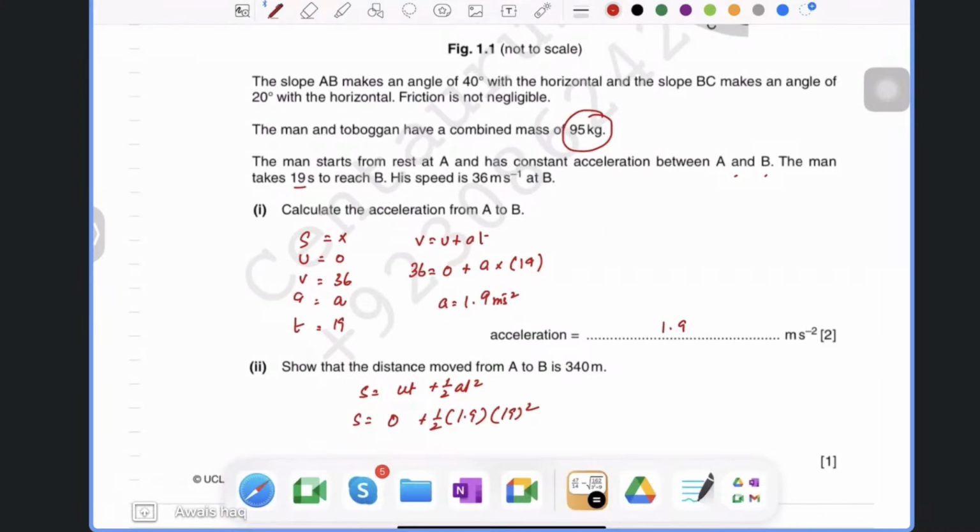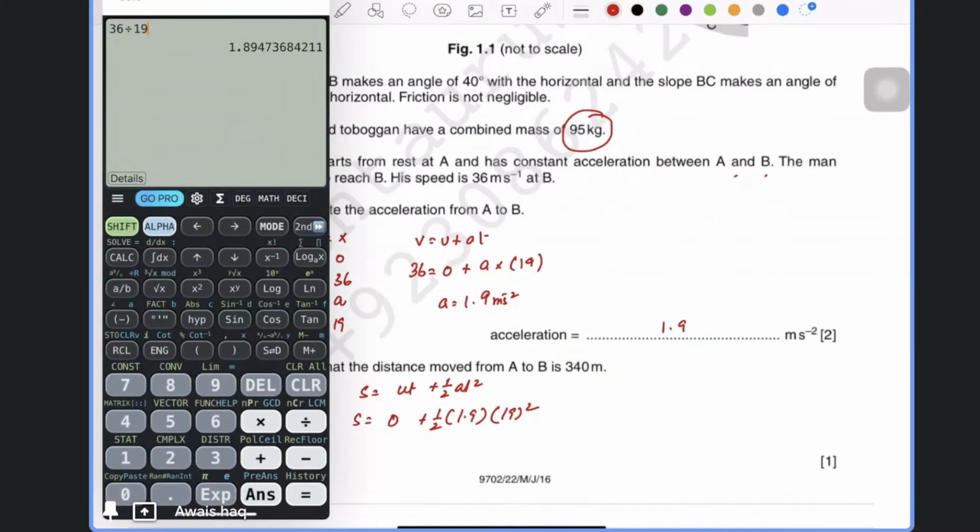So that would mean that it's going to be 0.5 times 1.9 times 19 whole square, and it comes out to be 343, which is basically, to two significant figures, this one shown.